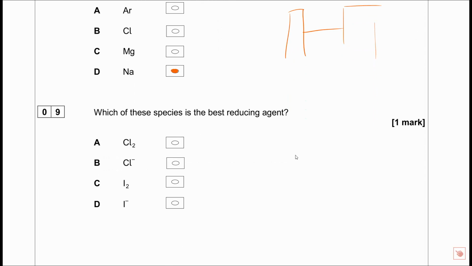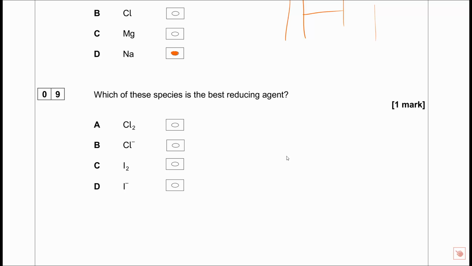Which of these species is the best reducing agent? A reducing agent is something that reduces amazingly, but in itself it is oxidized. Now oxidation is loss of electrons. So basically what it's asking is which of these species is the best at losing electrons.